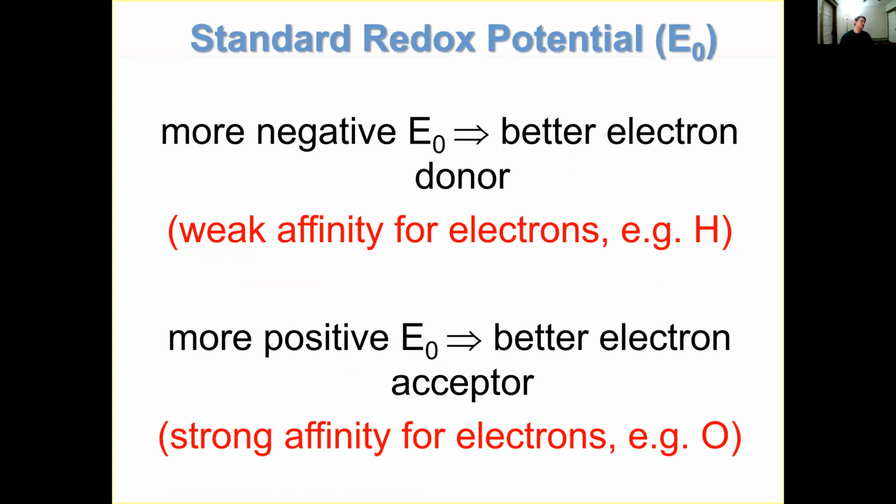So that boils down to this: the more electronegative the potential of a molecule is, the better of an electron donor it is. So it has a weak affinity for electrons. It doesn't want electrons. Think of something like hydrogen. And the more positive your redox potential is, the better of an electron acceptor it is. So thus, it has a strong affinity for electrons. It wants the electrons. Think of something like oxygen.